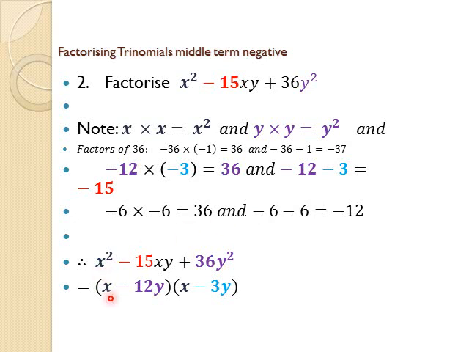So x squared is x times x. Y squared is y times y. And for 36, you see there I'm using negative 12 and negative 3. So minus 12xy minus 3xy gives me minus 15xy.